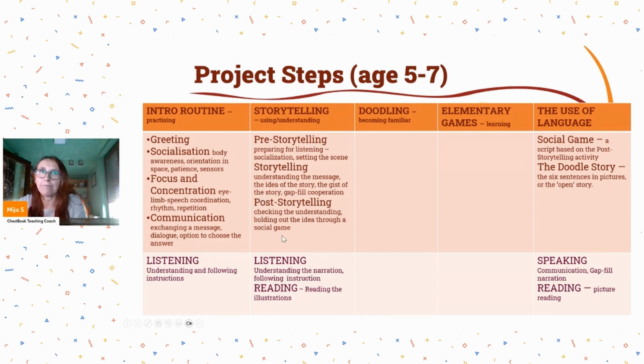post-storytelling activity. That is the role play of the story in a social game-like way, where children are put on the stage and they communicate with one another in such a way that they tell the story. This is called the social game. And the best part of this is, don't give them the script to memorize by heart. We have doodling and we have elementary games to prepare them, to teach them, so that when comes the use of language, you simply put them on stage and they improvise and they speak.